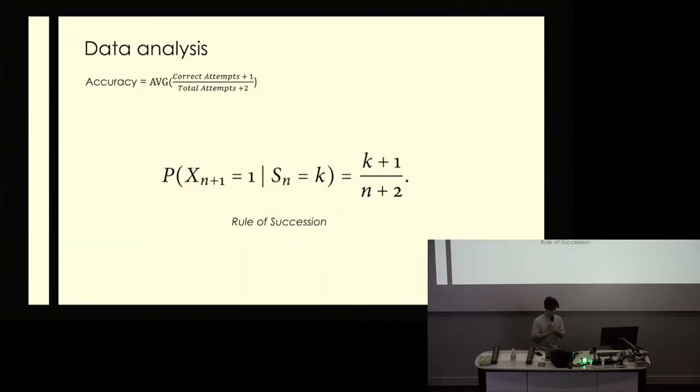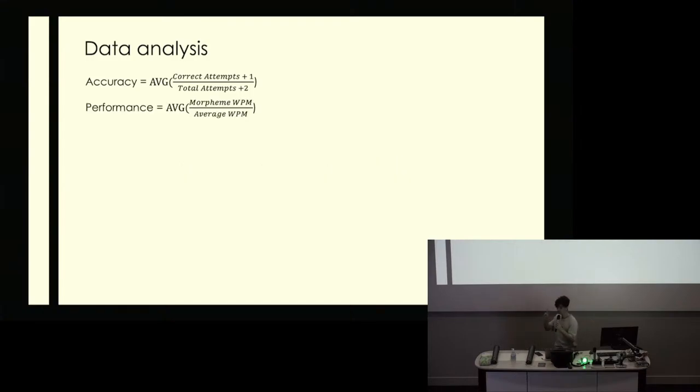Finally, we want to actually analyze this whole population, right? So for the sake of this, we have two metrics that I've come up with, pretty simple. The first is accuracy for a morpheme: the correct attempts divided by the total attempts that the user's done on a morpheme. And the performance, which is a bit more convoluted, but essentially it's how fast a user types the word compared to their average words per minute. So if you have a performance of 2 on the word cats, it means if your words per minute is 100, then you've typed cats at 200 words per minute.